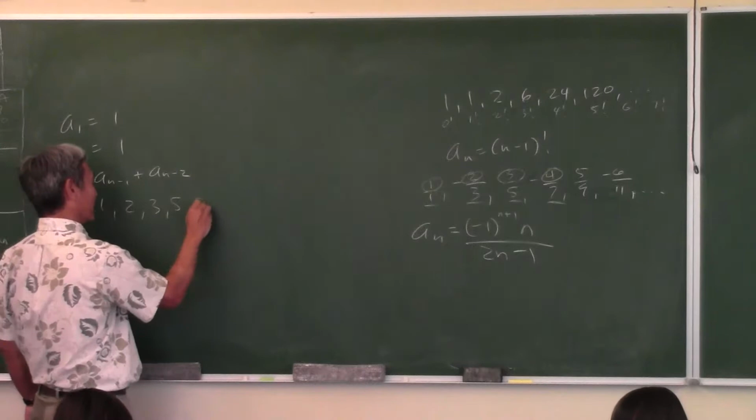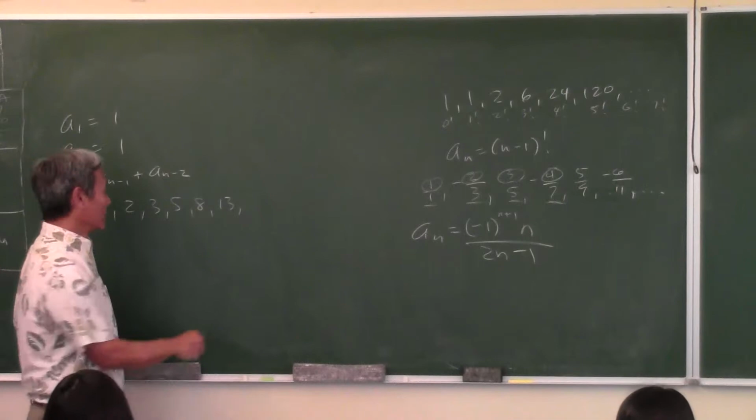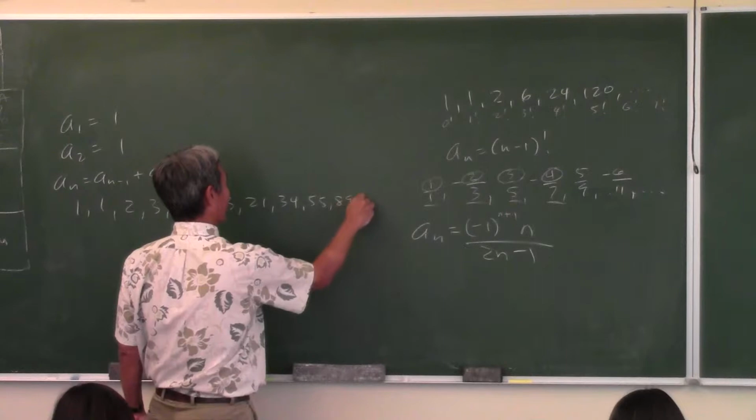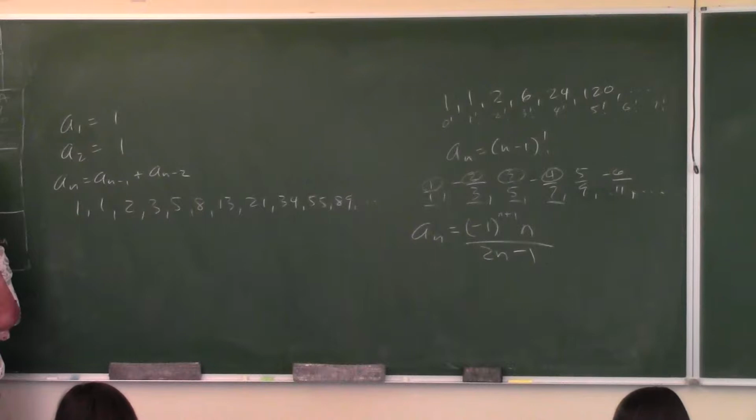8. 13. 21, 34, 55, 89. Good enough. Now, what if I were to ask you to find the 1,000th term? Plug in, keep on going, or should I get the explicit formula? This is a test, yeah.